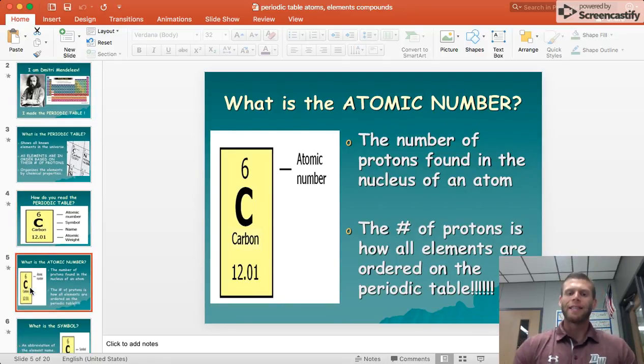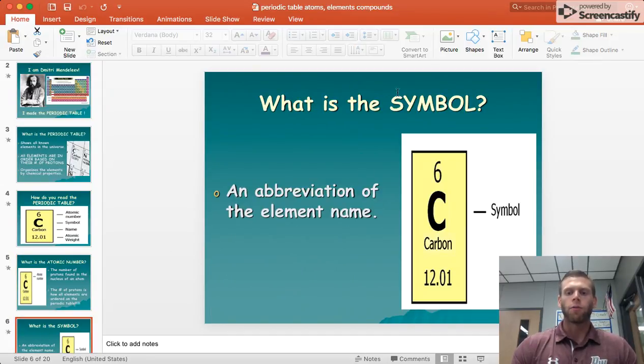All right, so what is the atomic number? This is the number of protons found in the nucleus of an atom. Remember how cells have a nucleus in the middle? Atoms have a nucleus as well in the middle of them, and there you find protons and neutrons. And the number of protons is how all elements are ordered on the periodic table. Hint, hint, I've said this twice. It is very important.